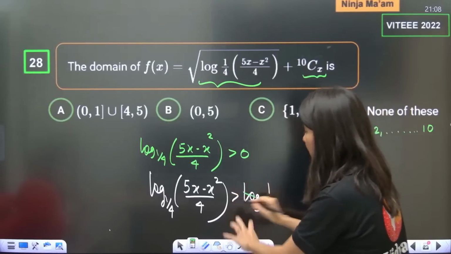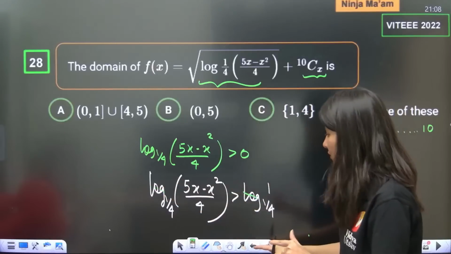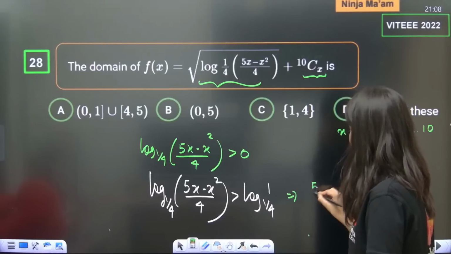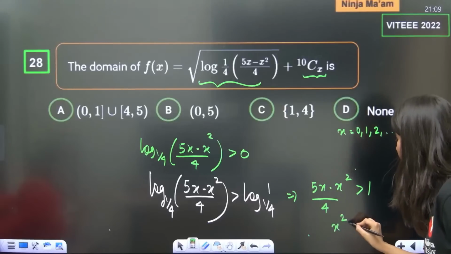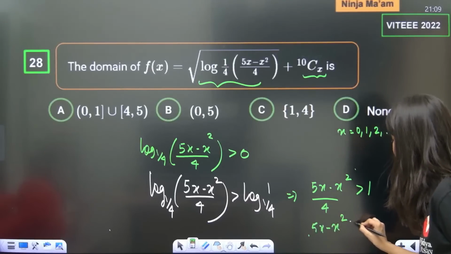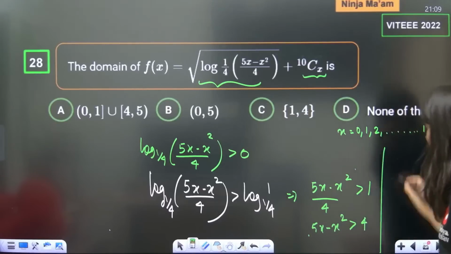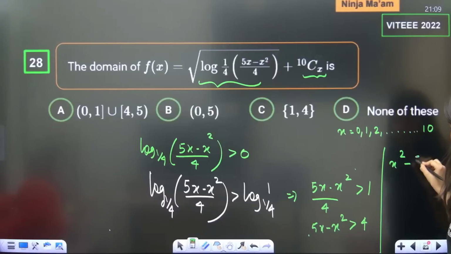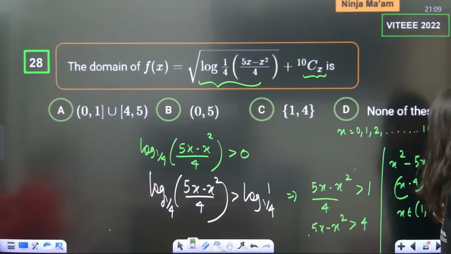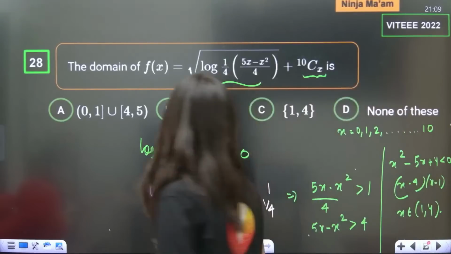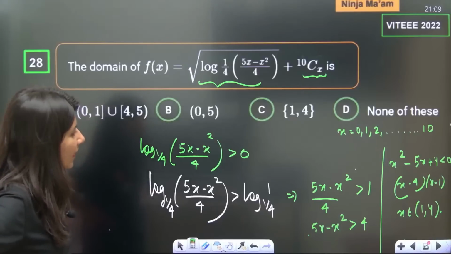Now remove log from both sides. Although we cannot simply cancel it out, I am just showing it to you. In the next step, remove log: (5x minus x square) by 4 is greater than 1. So 5x minus x square is greater than 4. Shift everything to the right-hand side: x square minus 5x plus 4 is less than 0. (x minus 4)(x minus 1) is less than 0. So x belongs to (1, 4), which gives 2 and 3. Correct?